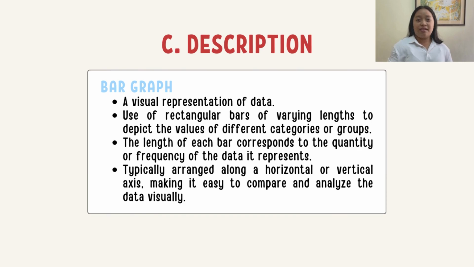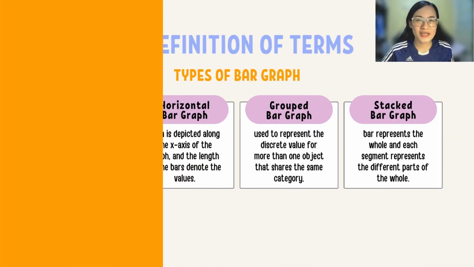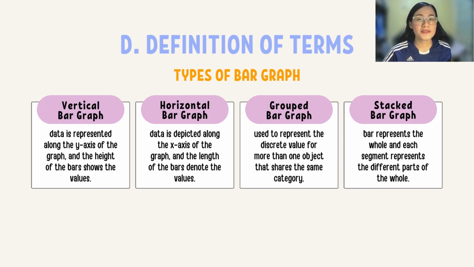Now, before we go further in this topic, let us first describe what a bar graph is. A bar graph is a visual representation of data where rectangular bars of varying lengths or heights are used to depict the values of different categories or groups. The length or height of each bar represents the quantity or frequency of the data it represents. The bars are typically arranged along a horizontal or vertical axis, making it easy to compare and analyze the data visually. So today we are going to talk about the different types of bar graphs.